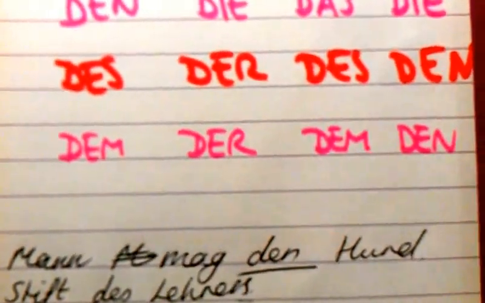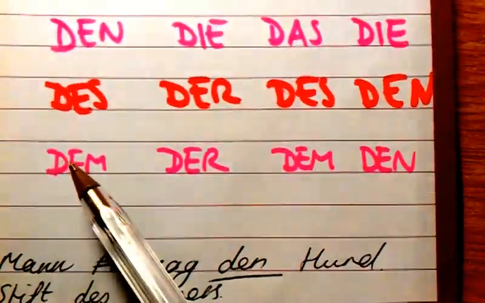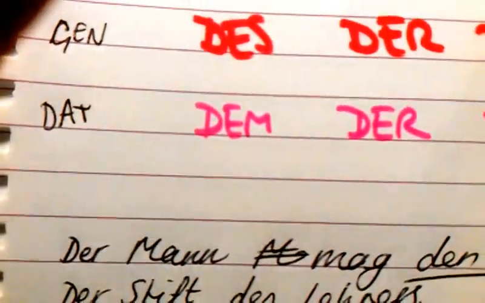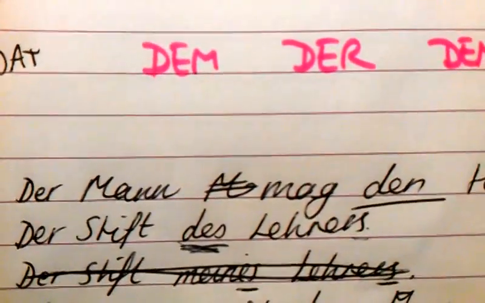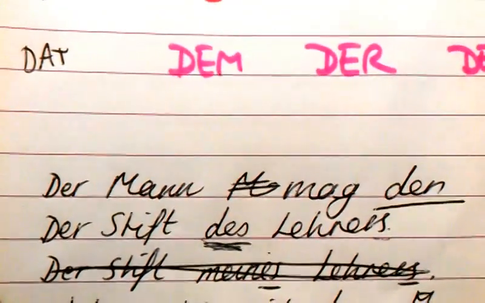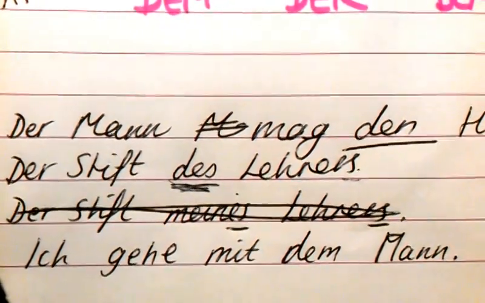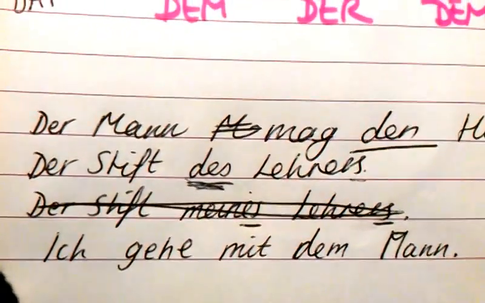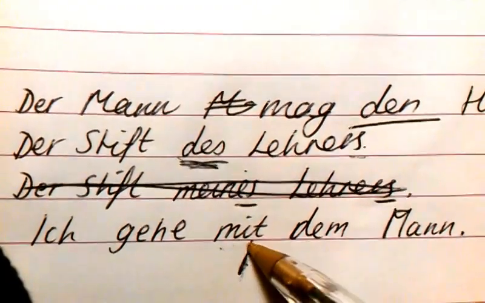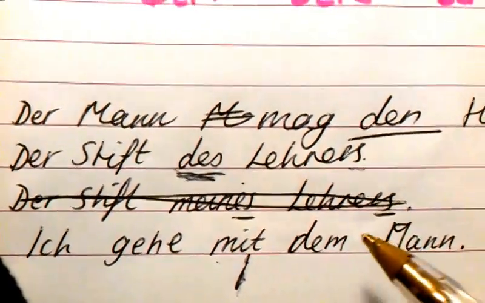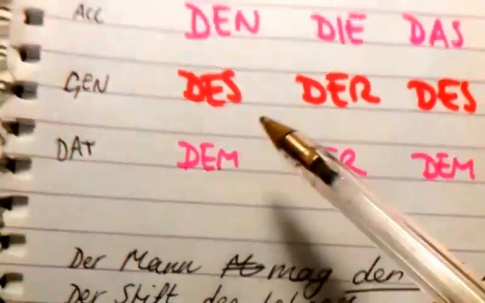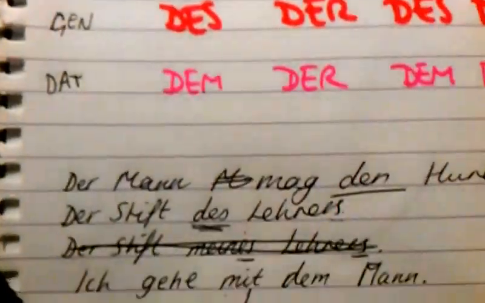Dative, like I said, is used with certain prepositions, so that's dem, der, dem, den, and that goes with prepositions such as with, from, to, but in another video I'll explain the dative case further. So in my brief sentence here I've written, "ich gehe mit dem Mann." So "mit", which I'll explain later, is a dative preposition, therefore that changes the article before the noun, man, to "dem", as you can see here, man being a masculine word.